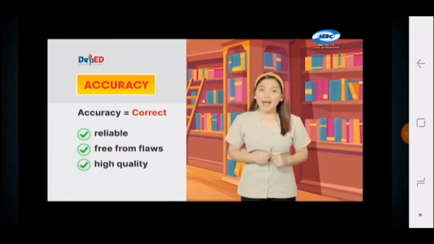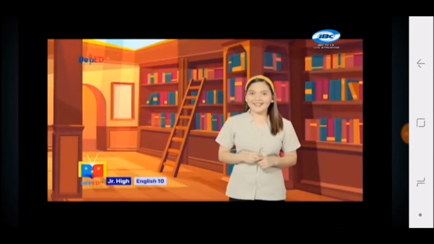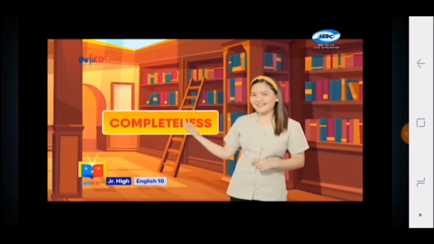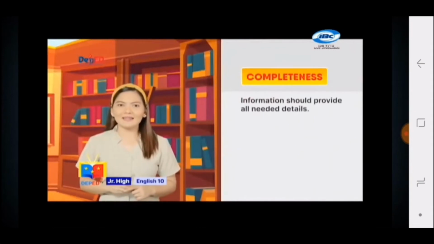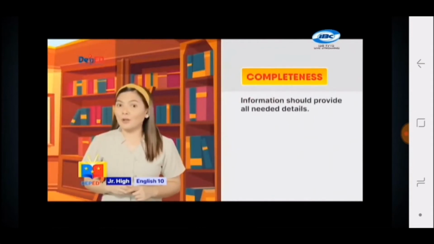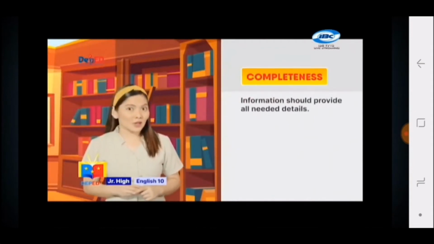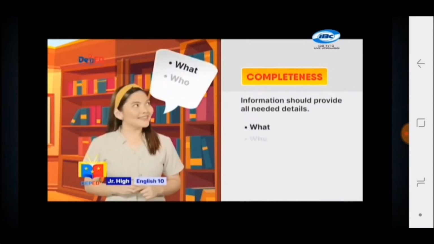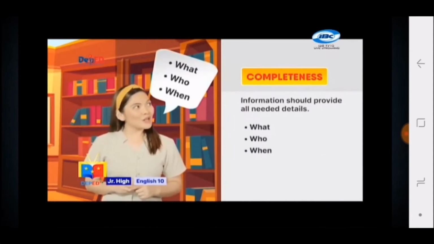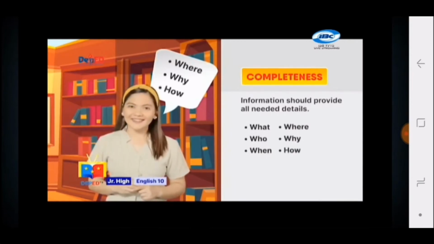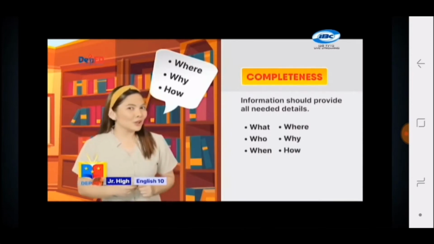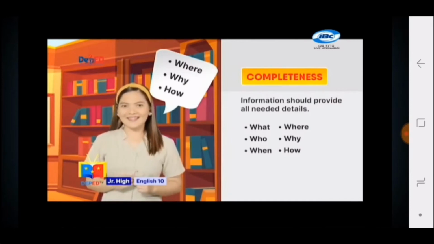Again, that is accuracy. Second is completeness. Information should provide all needed details. It should be able to answer the WH questions, such as what, who, when, where, why, and how. Oh, did you still remember their functions?